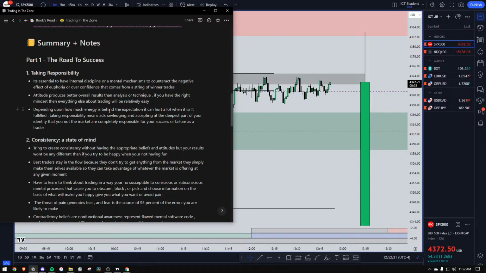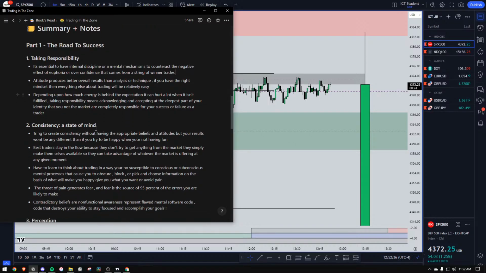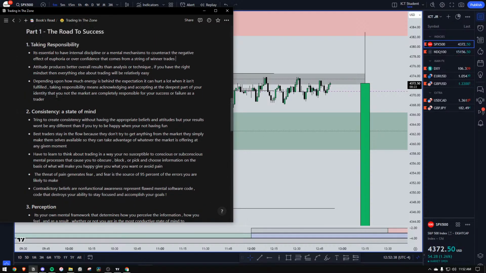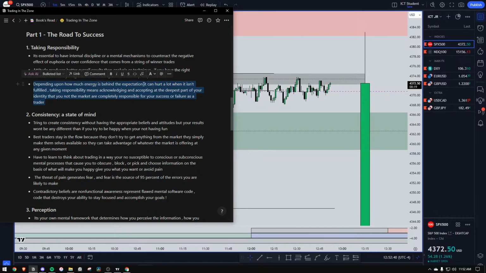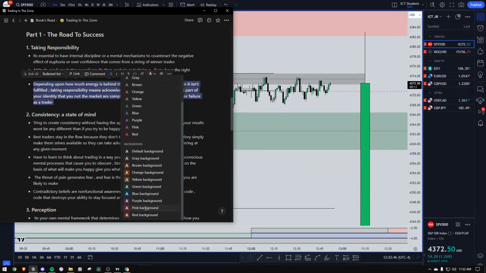Depending upon how much energy is behind the expectation, it can hurt a lot when it isn't fulfilled. Taking responsibility means acknowledging and accepting at the deepest part of your identity that you, not the market, are completely responsible for your success or failure as a trader. I think this is the most important chapter or part of the book right here. Let me just highlight this pink.